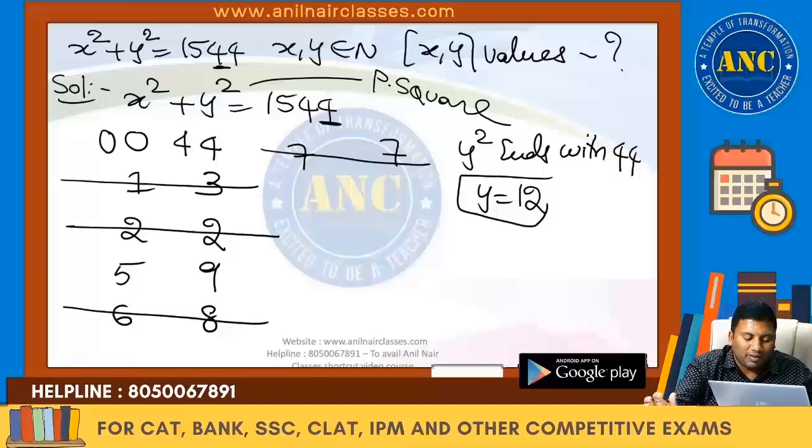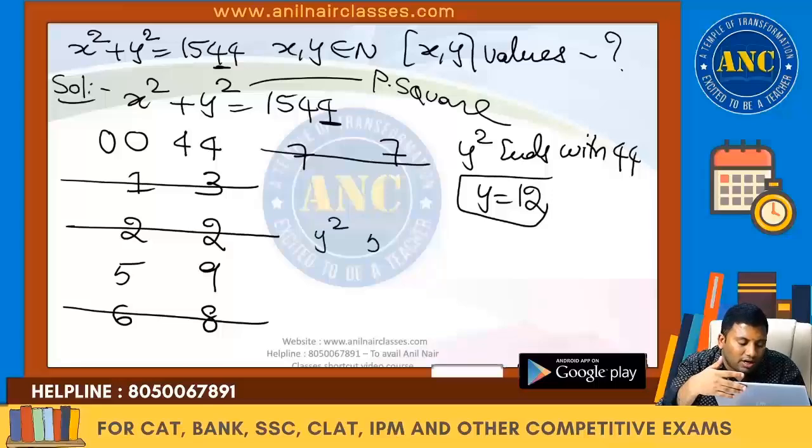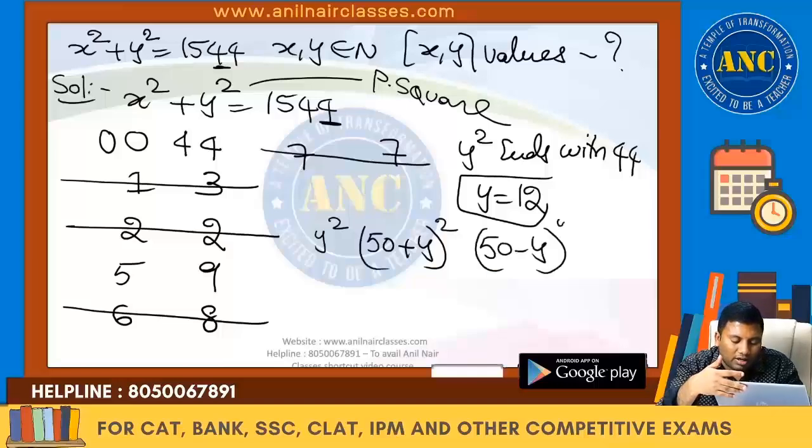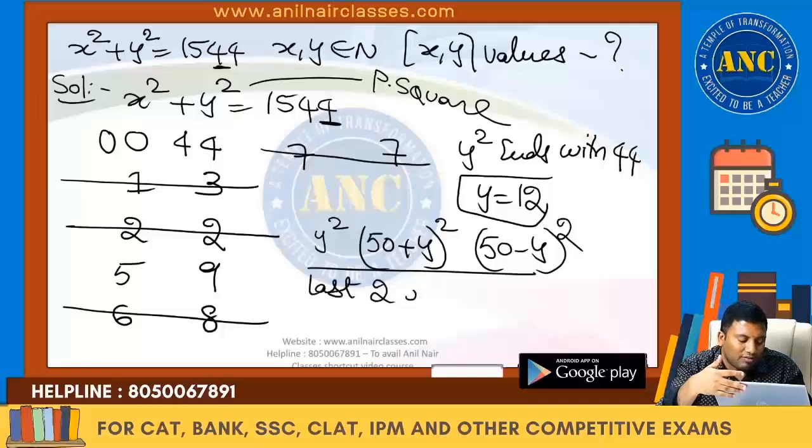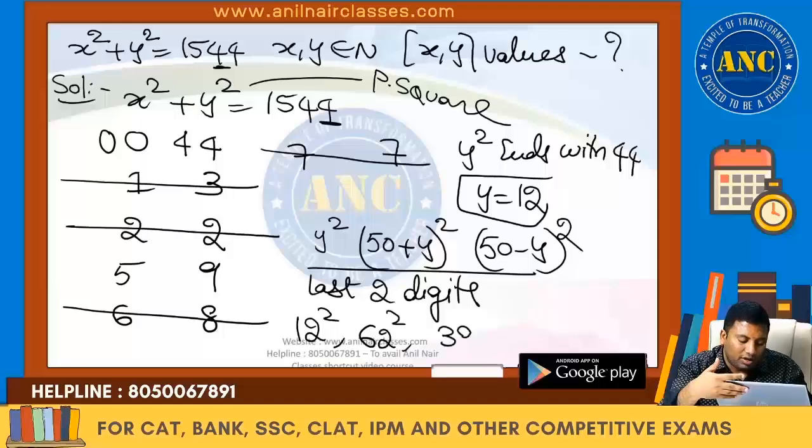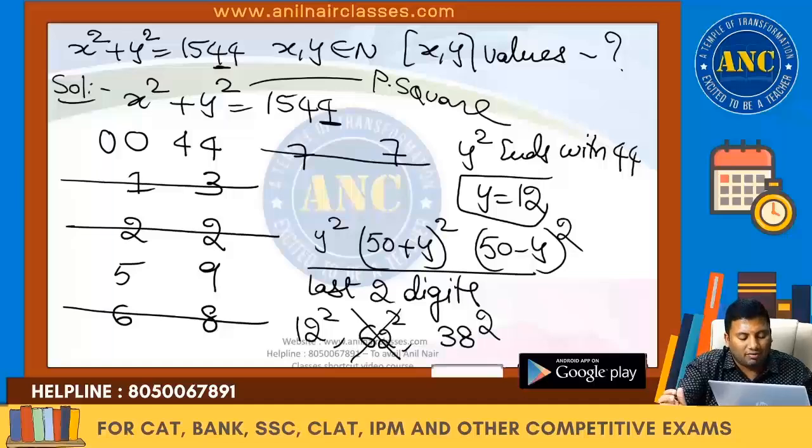So if the y value is 12, which other values will I get? 50 is the complement. 50 plus y, whole square, or 50 minus y, whole square, will give the same last two digits. 12 square. 50 plus 12 is 62 square. 50 minus 12 is 38 square. These are anyway greater than 1544.